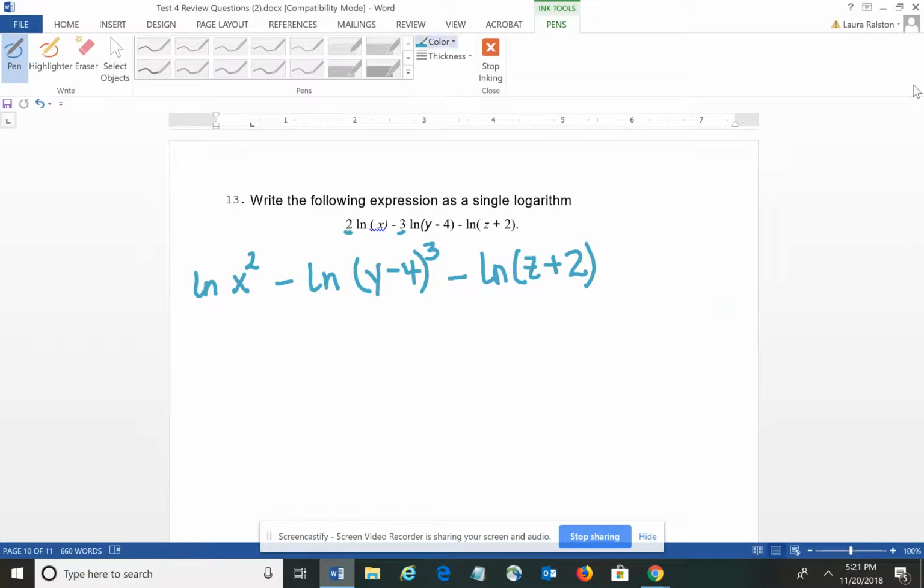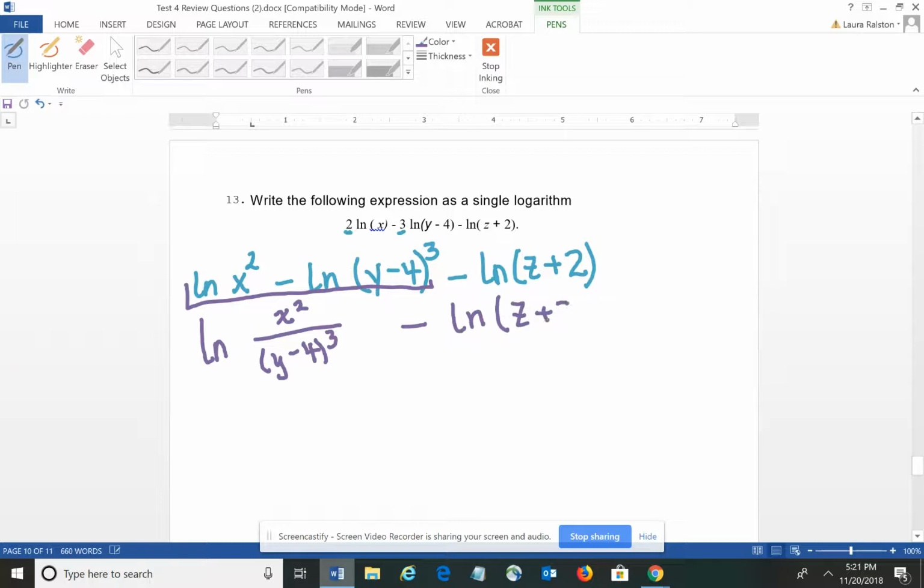Then we work left to right, combining them using the appropriate property. Looking at the first two, ln of x squared minus ln of (y minus 4) to the third, they're being subtracted. Subtraction is rewritten as division. So we would have the natural log of x squared divided by (y minus 4) to the third, minus the natural log of (z plus 2).